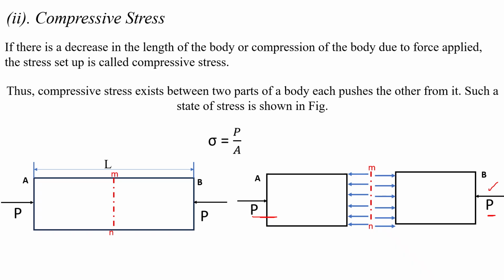Thus compressive stress exists between two parts of a body. Each pushes the other away from it. Such a state of stress is shown in the diagram. Here I have to observe the state of the compressive stress. Compressive stress equals the resisting force P divided by its cross-sectional area A.